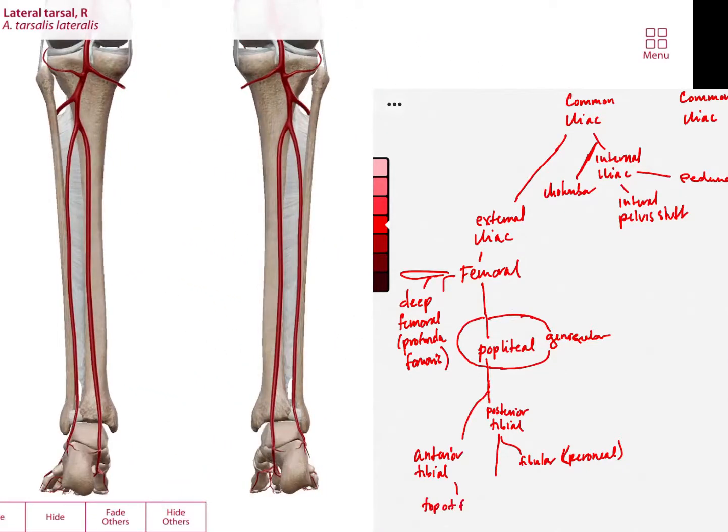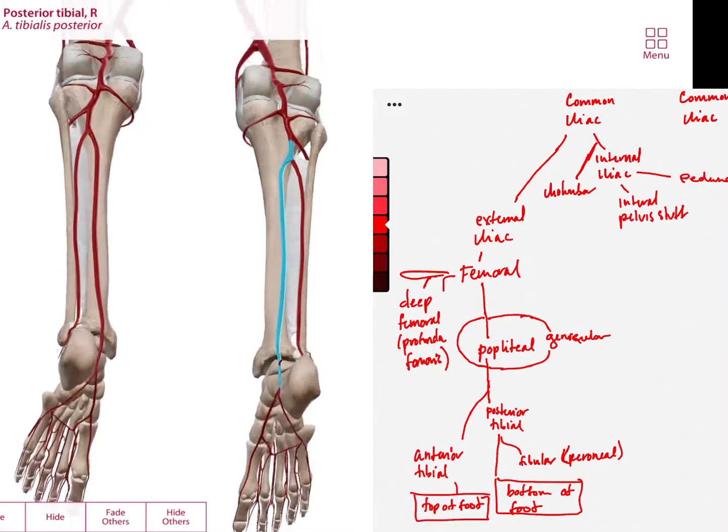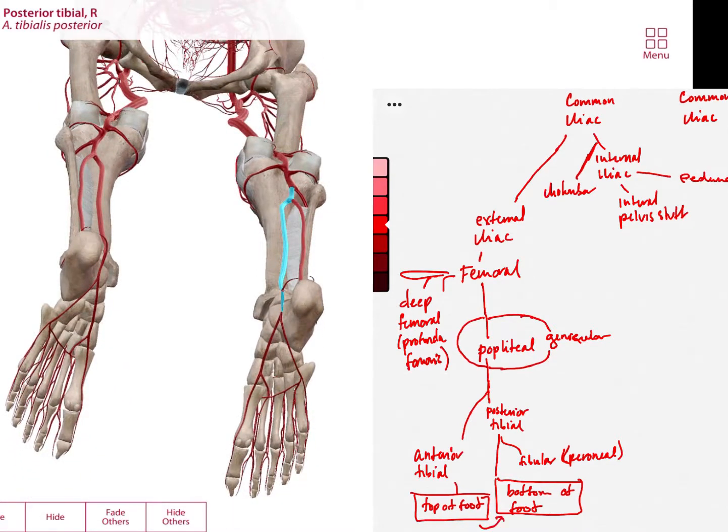Just below where we go to that anterior tibial, there's a split to the posterior tibial. And posterior tibial is going to service the bottom of the foot, and the blood flow on the bottom of the foot is very similar. It's going to flow again.